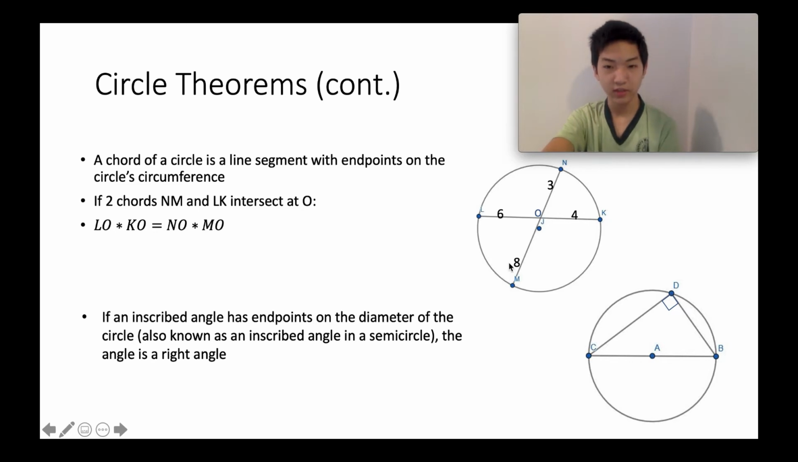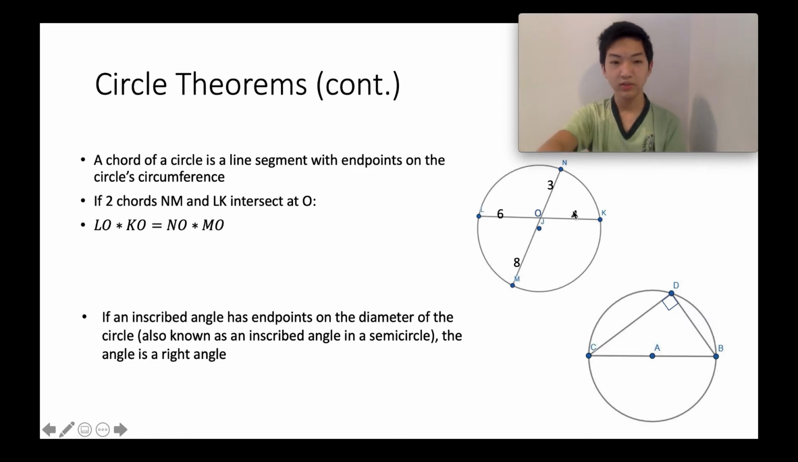You can see here that MO, which is 8, times NO, which is 3, well, we multiply them, that's 24, and LO times OK would be equal to 24 as well. So a use for this theorem would be if, for example, we did not know what OK was. Well, you know that NO times OM would be equal to 24, and you know that LO times OK would be equal to 24. So you'd see that OK would be equal to 24 divided by LO, which would be 4.